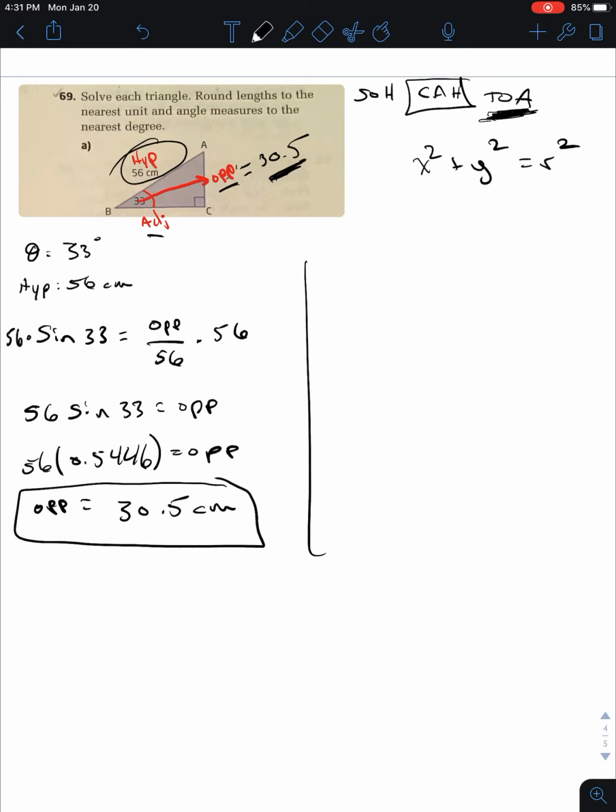So why don't we use cosine? Because I want to figure out what adjacent is, and I know what the hypotenuse is, right? So I can use cosine of 33 is equal to adjacent over hypotenuse, in which case the hypotenuse is still just 56. And then I can do the exact same thing. This seems a little bit faster than using Pythagorean theorem. So it's 56 multiplied by cos 33.